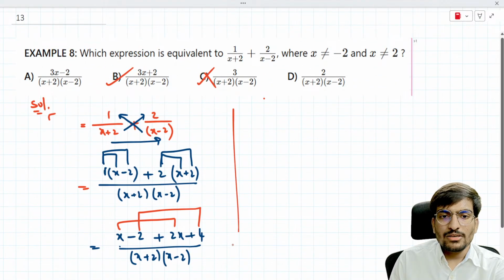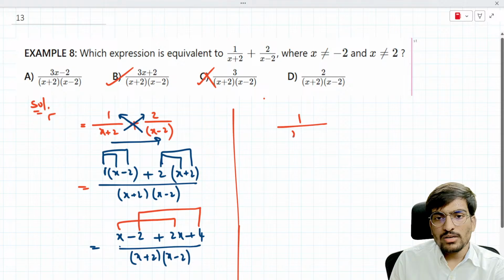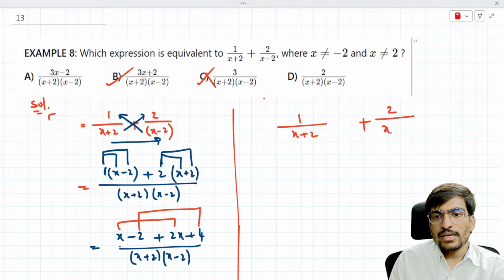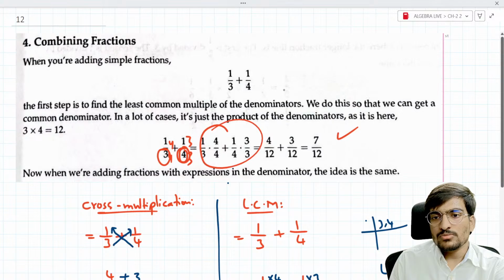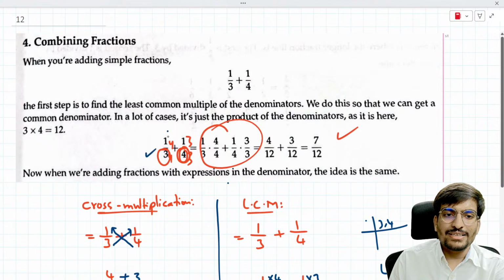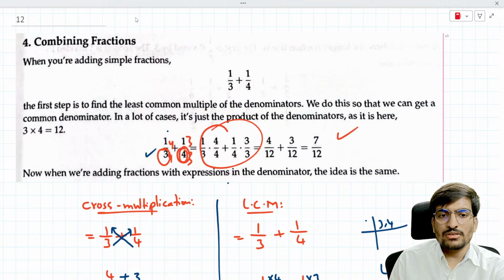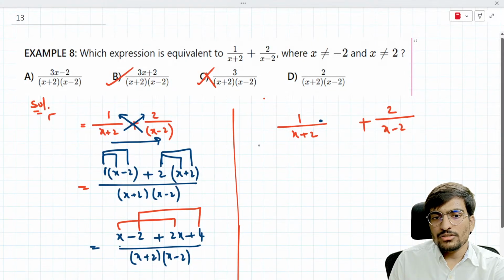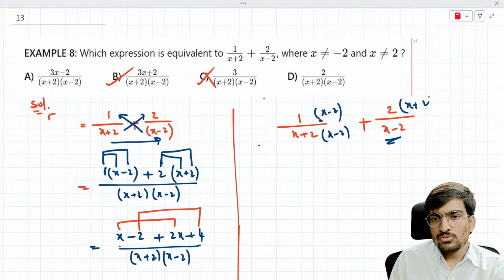And what is the other way? You can do this question with 1 by x plus 2 plus 2 by x minus 2. You're still able to do it by multiplying the way I showed you just before: the first denominator with the second fraction, the second denominator with the first fraction. What happens? Let's see. You still get the same result, x minus 2 and x minus 2, then x plus 2 and x plus 2. You're still doing the same.